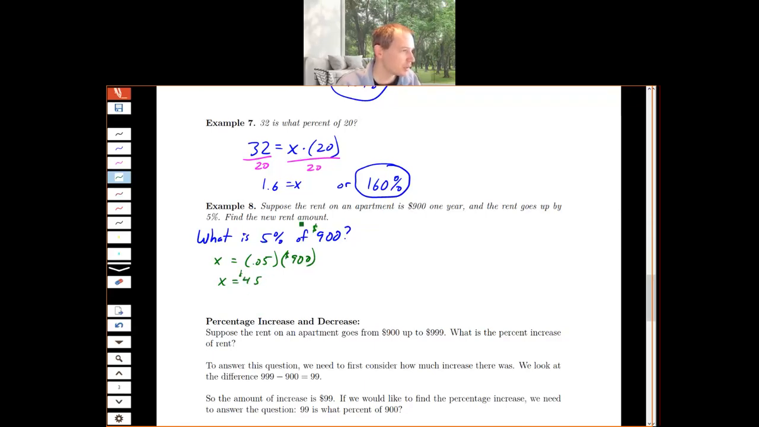So when it says find the new rent amount, I start with $900, and it went up by $45. So my new rent amount is $945. Okay, so we had a two-part question there.